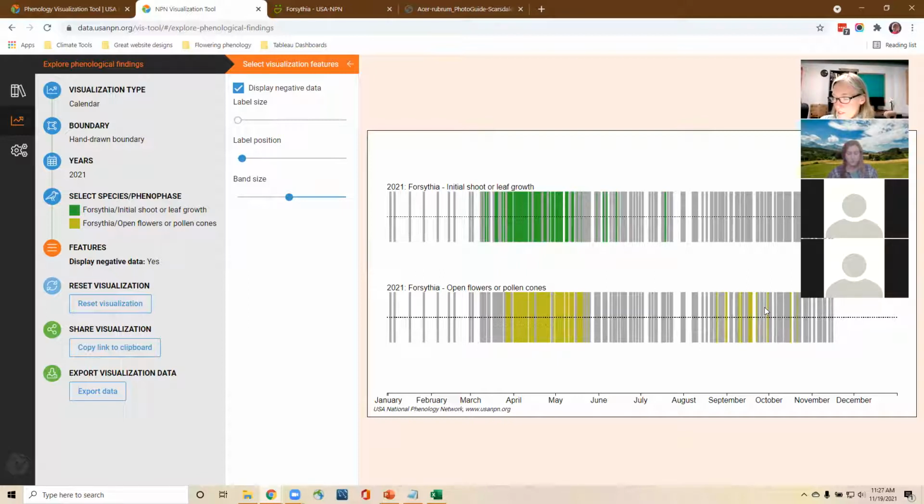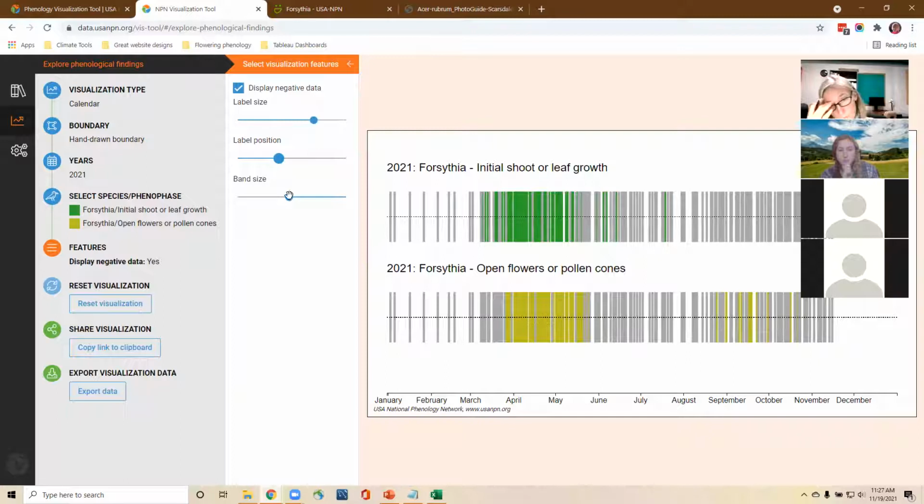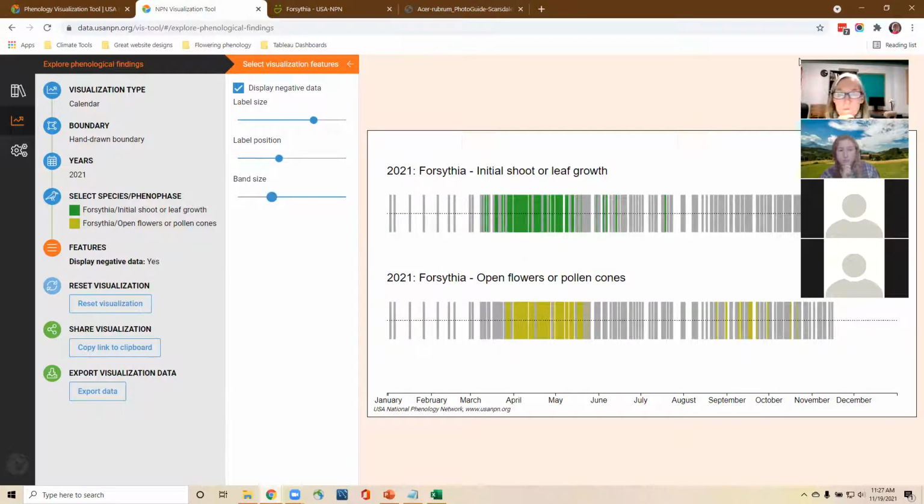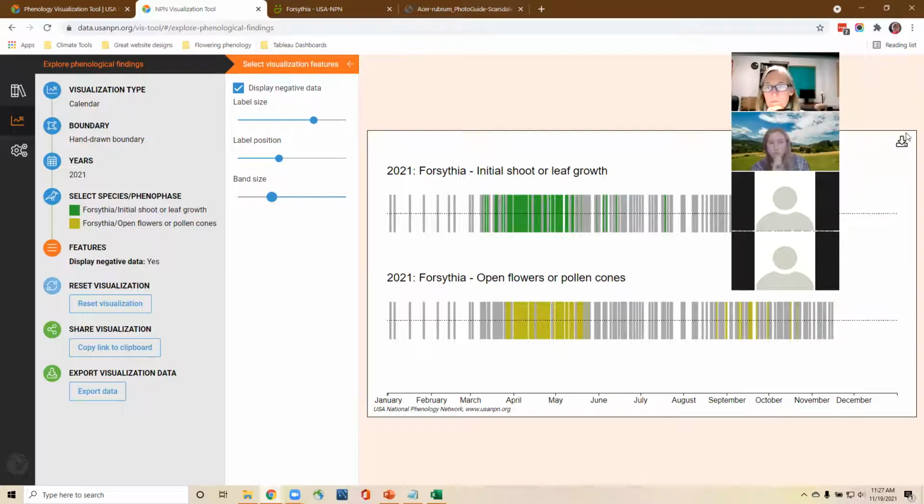We can't get that information about how many observers or how many plants within the calendar. And if you wanted to download this to use, you can play around with the size of the labels to make it easier to read. You can move the labels, you can make the bands different sizes with these tools here. And then you can also download the calendar here as a PNG.